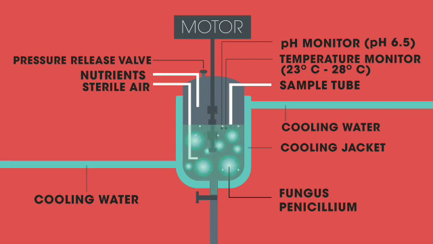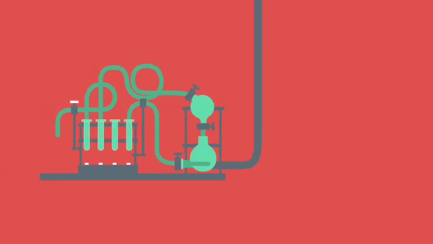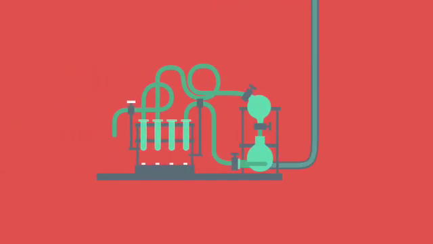Following the fermentation, the products are drained via the tap. These products are a mixture of chemicals. The products can then be purified and the drug penicillin is extracted for use.